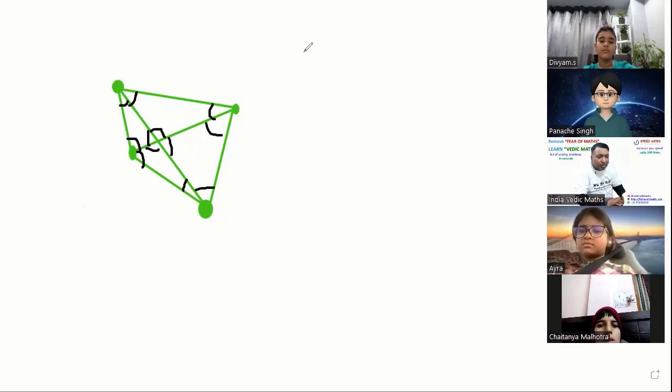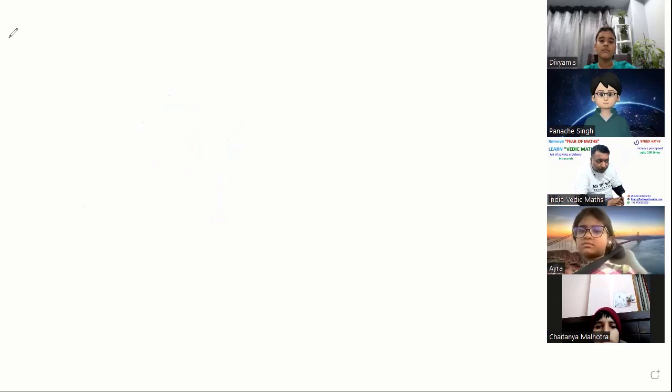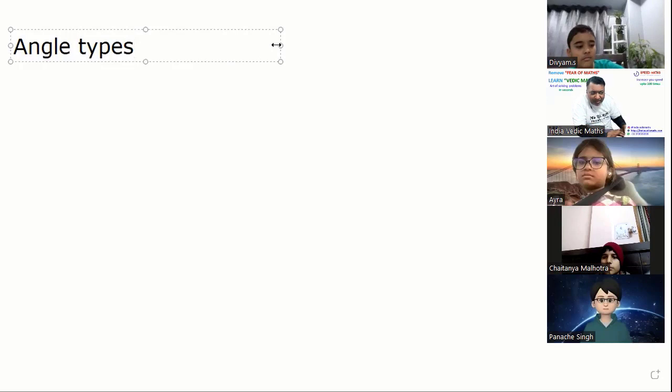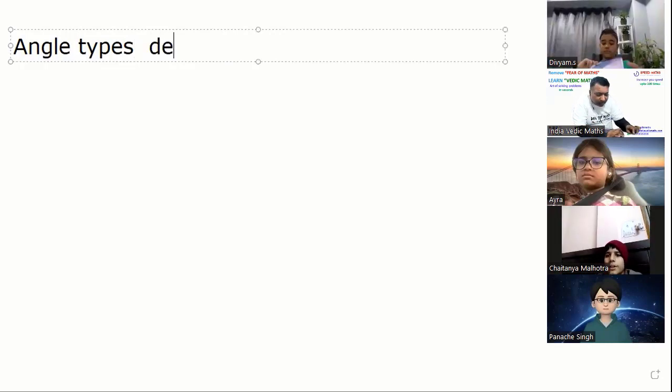Now we'll talk about angle types. I want everyone to write also. There are too many types of angles, more than you know. Angle types depend upon how many degrees there are. You know angles are measured in what? Degrees. Angles are measured in degrees.